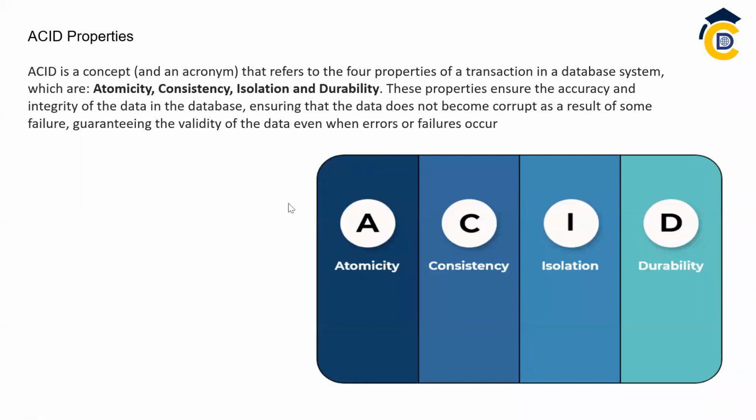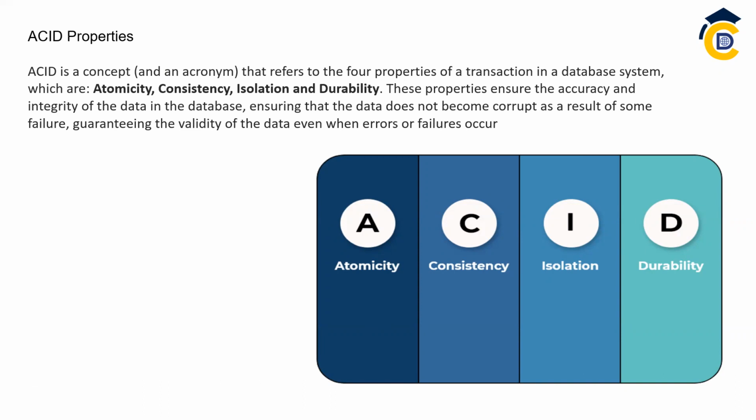I'm sure you have all worked on databases. You have heard of this, right? Anybody not heard of it? Okay, good. ACID refers to the 4 properties of a transaction in a database system: atomicity, consistency, isolation, and durability. These properties ensure the accuracy and integrity of the data in the database, ensuring that data doesn't become corrupt as a result of some failure, and guaranteeing the validity of the data even when errors or failures occur.